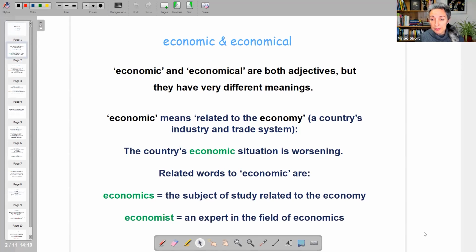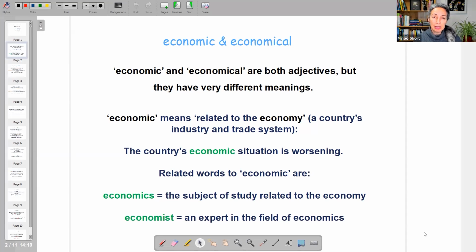They're both adjectives, but they have actually very different meanings. Economic means related to the economy, which is a country's industry and trade system. For example, the country's economic situation is worsening. There are two related words to economic, which are important for you to know and use correctly. And these are economics, which is the subject of study related to the economy, and economist, which is a person, an expert in the field of economics.